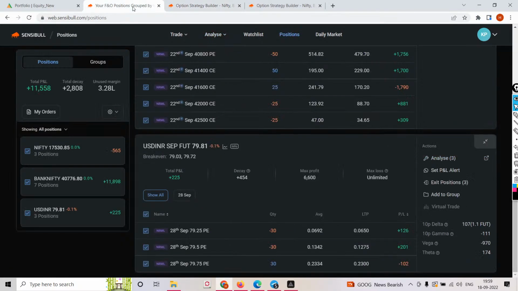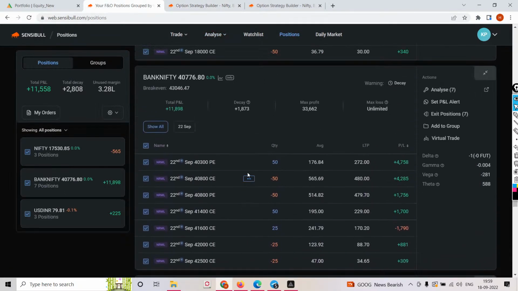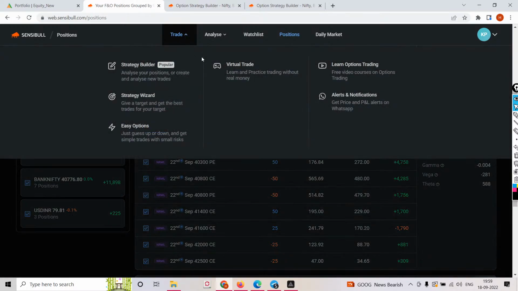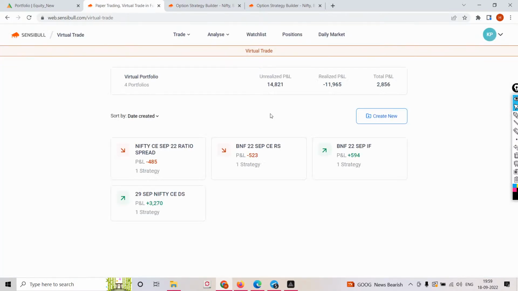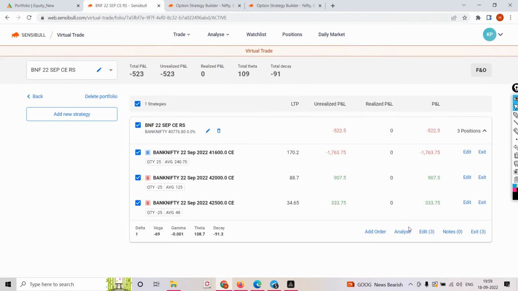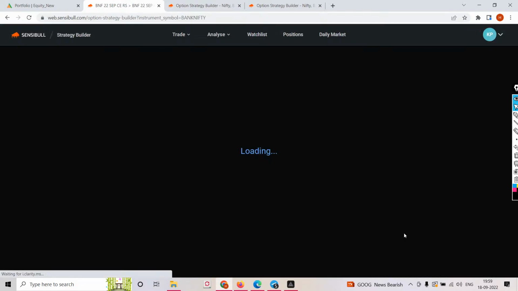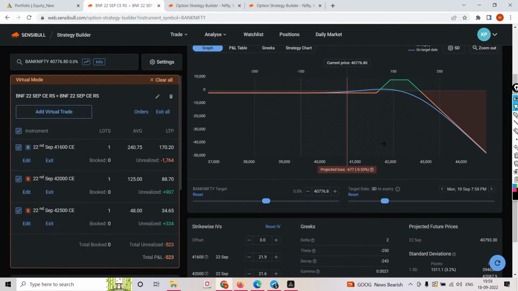Okay, so let me show you one more trade, right? My Bank Nifty. Okay, let me show you. Let me take you to the virtual trade. See, whatever I say, I do that. See, this is my ratio spread, right? Whatever I tell you, I trade the same thing. That's it.